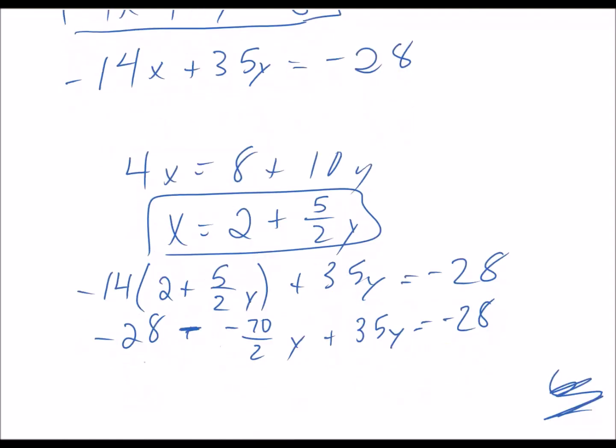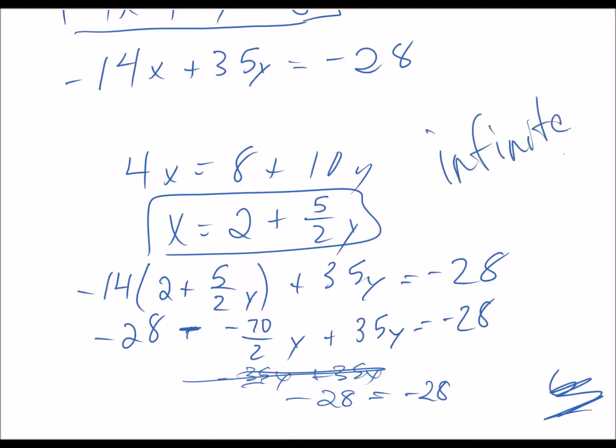Okay, so let's simplify. Negative 70 over 2 is negative 35y, plus 35y. So those two are going to cancel out again, but we're left with negative 28 equals negative 28. And in this situation, because that's true, negative 28 is equal to negative 28, this is a situation in which there are an infinite number of solutions.